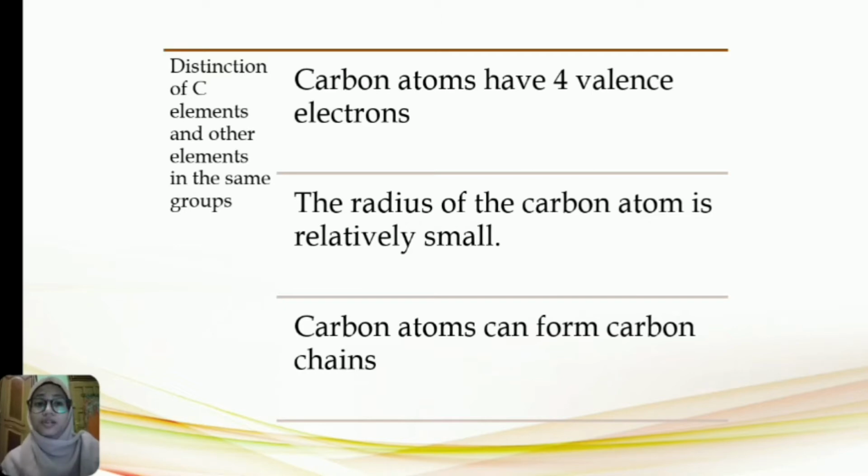When we view it in the periodic table of elements, carbon atom is in period 2. That is, carbon atom only has 2 outer shells. Ergo, the radius of the atom must also be small. Since the radius of carbon atom is relatively small, the covalent bond formed is relatively strong. And the third, carbon atom can form carbon chains.